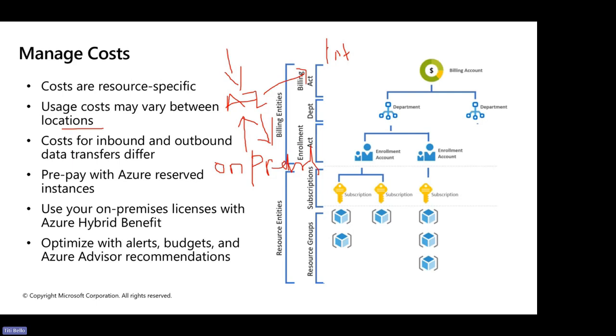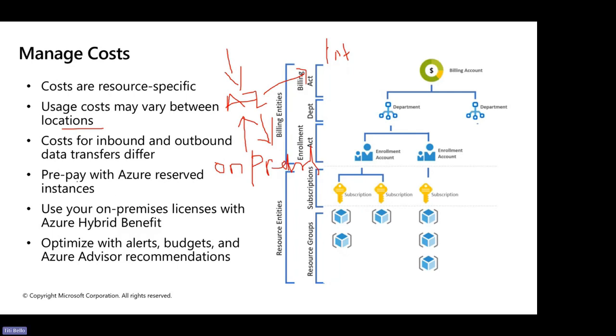Now, some inbound data is free, like data going into the Azure data center. Data going into the Azure data center is free. So anything coming from your on-prem into Azure is free. But anything from Azure to your on-prem is being charged. The bandwidth that is used for that traffic is being charged. So pay attention to that as well.